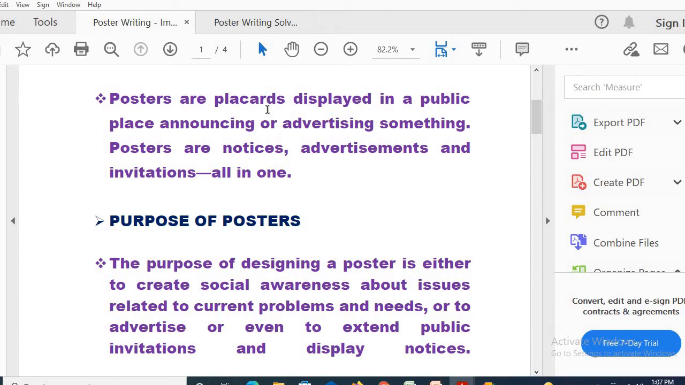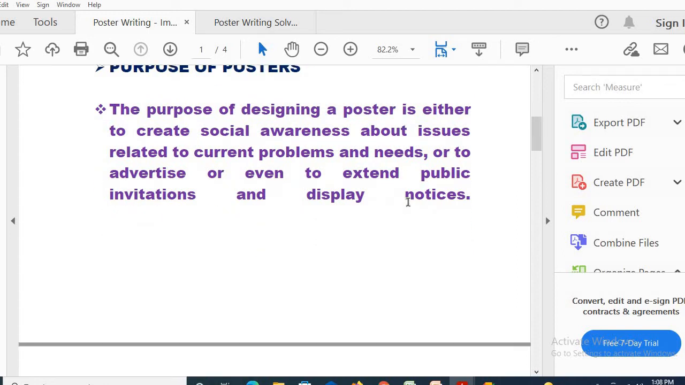Now posters are placards displayed in a public place announcing or advertising something. Now posters are notices, advertisements and invitations all in one. Now this is a very important line. Posters are notices on one hand, advertisements and invitations all in one, and mainly they are displayed in a public place, announcing something, making the common people aware of something, promoting something, advertising something. Okay, these things are important.